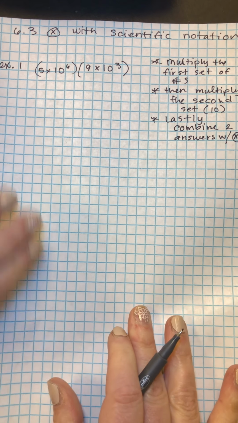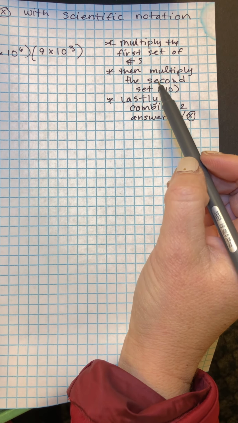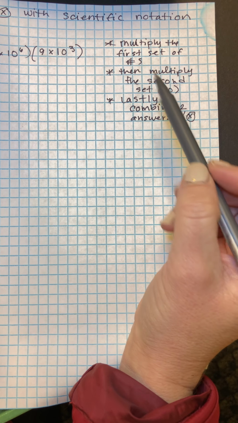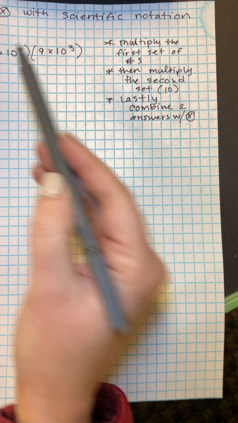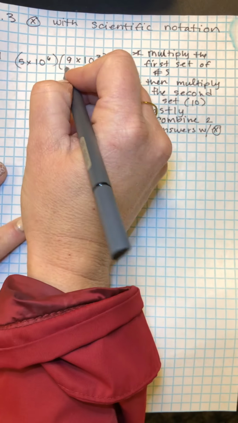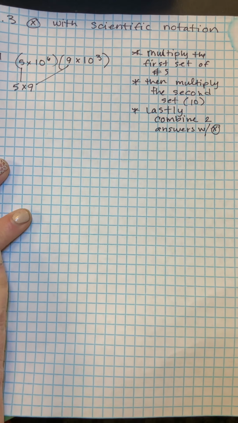Okay, here's what it says. Is that an X or is it like 5X? Or, it's 5 times. Okay. We're going to multiply the first set of numbers together. So we're going to pull whatever those are. We have 5 times 9.